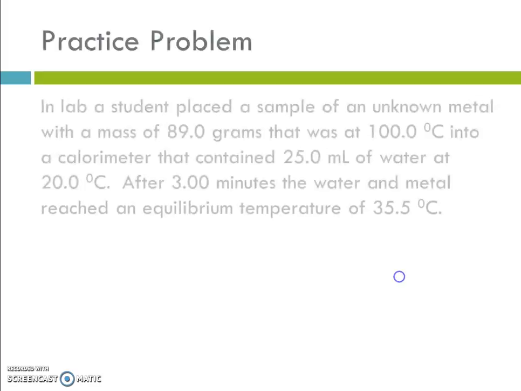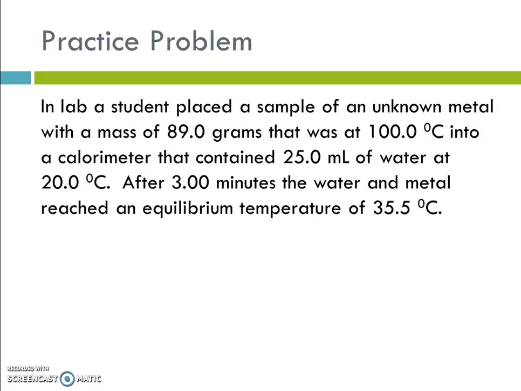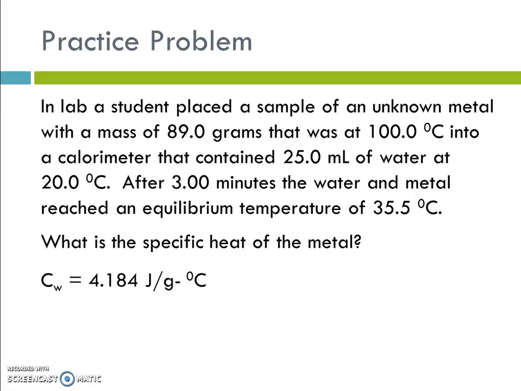So here's the problem. In lab, a student placed a sample of an unknown metal with a mass of 89 grams that was at 100 degrees C into a calorimeter that contained 25 mL of water at 20 degrees C. After 3 minutes' time, the water and metal reached an equilibrium temperature of 35.5 degrees C. Now, the question is, what is the specific heat of the metal? Remembering that C for water, C being the specific heat, is 4.184 joules per gram degrees C.